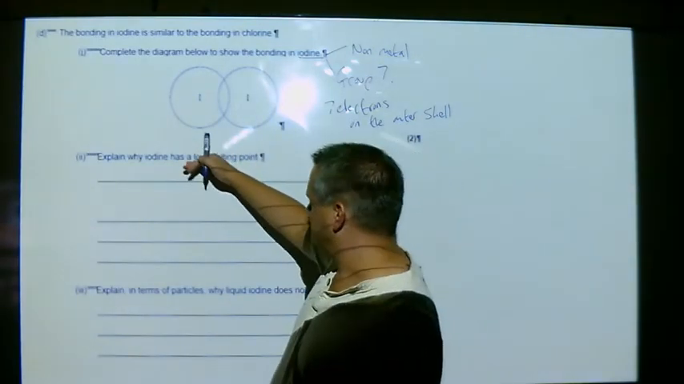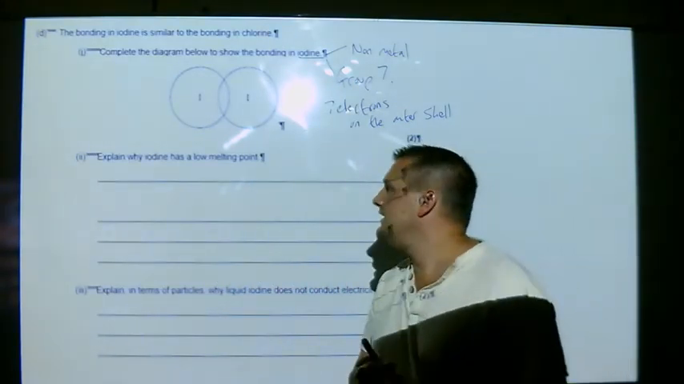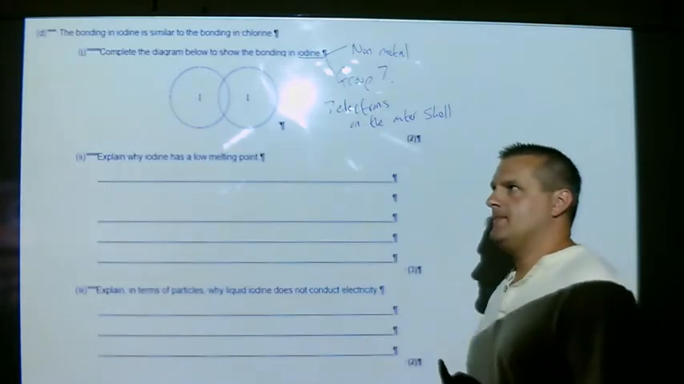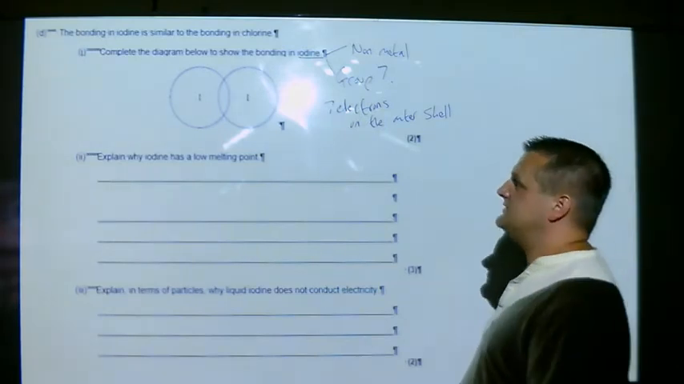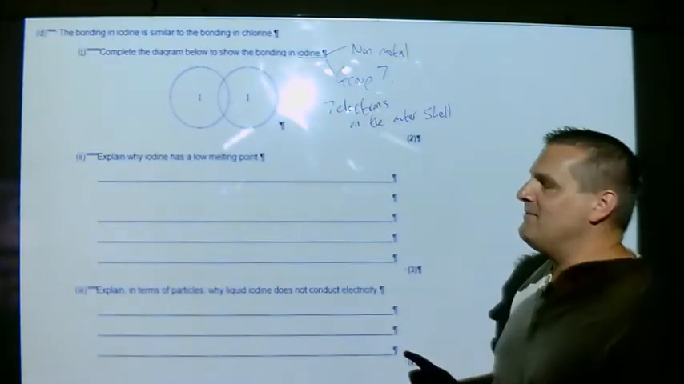We then have another bit, a slightly longer style answer. Explain why iodine has a low melting point. So, a tricky question this one. This is a classic one where people get it wrong because they make some assumptions. I'm not going to tell you now.